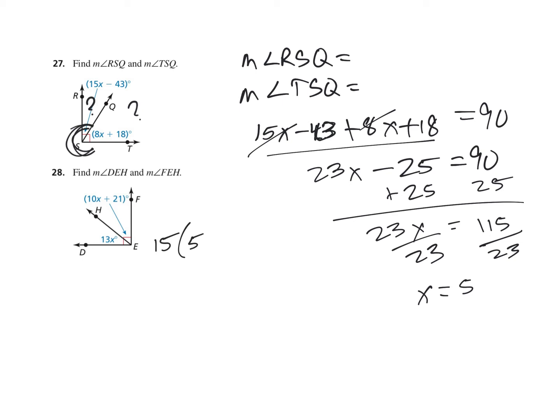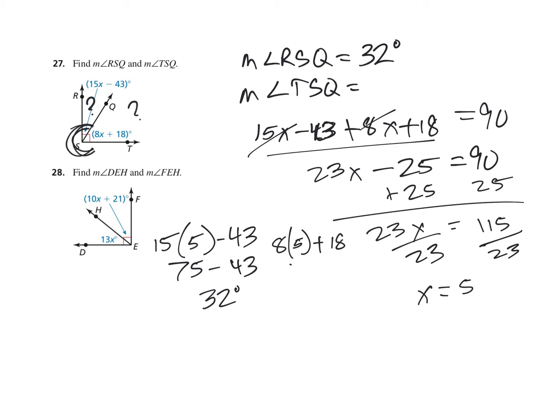Substitute everything in. 15 times 5 minus 43. 75 minus 43 is 32. So RSQ is 32 degrees. And then 8 times 5 plus 18. 40 plus 18 is 58. That's 58 degrees. And if you add those together, you get 90, which is what they're supposed to be.